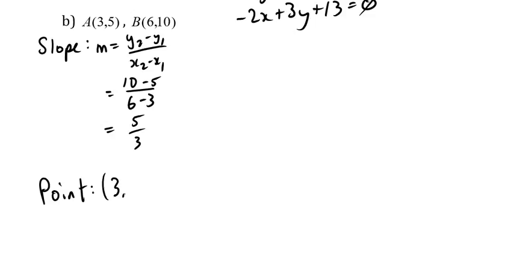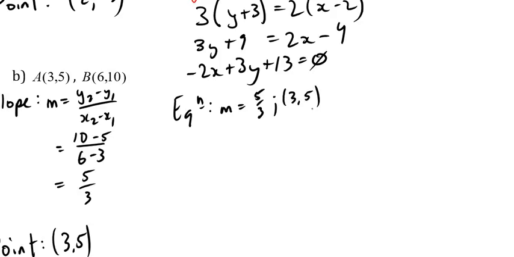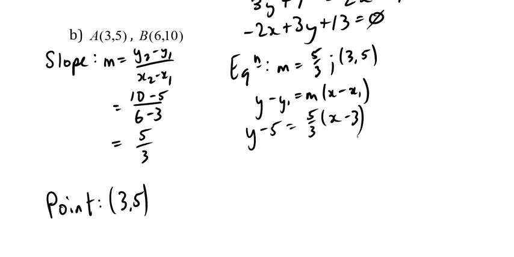So I'm going to use point A, (3, 5). Equation: slope equals 5 over 3 with my point of (3, 5). My formula, y minus y1 equals m times x minus x1. y minus 5 equals 5 over 3 times x minus 3. Remember the same thing? The denominator comes over, it's the same every time. This is 3 times y minus 5 equals 5 times x minus 3.